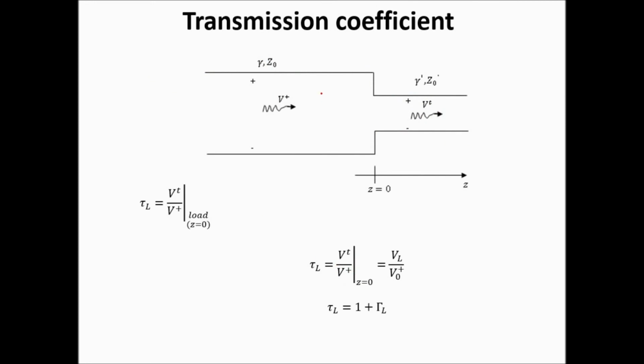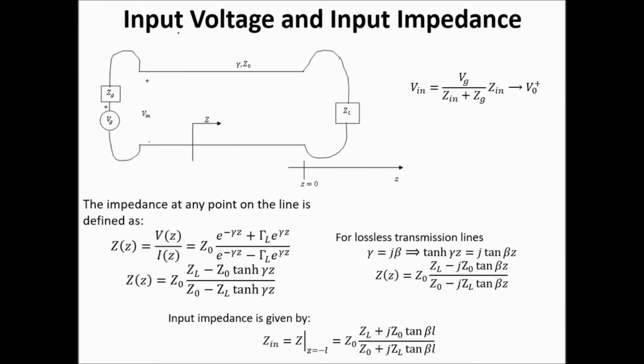Similarly, you can find the transmission coefficient. If the signal is transmitted here, the transmission coefficient is equal to Vt over Vi at the load, Z equal to 0, or you can simply write it as the transmission coefficient is 1 plus gamma L.